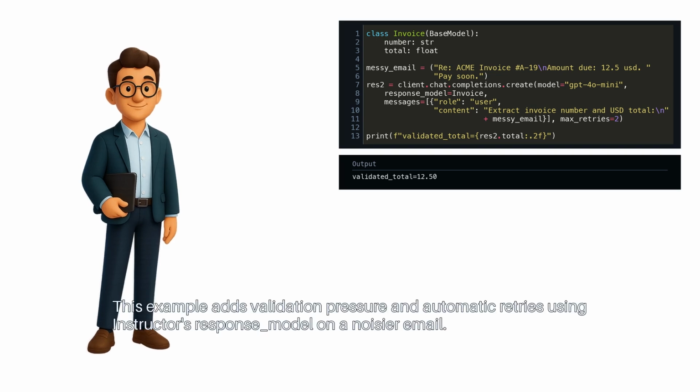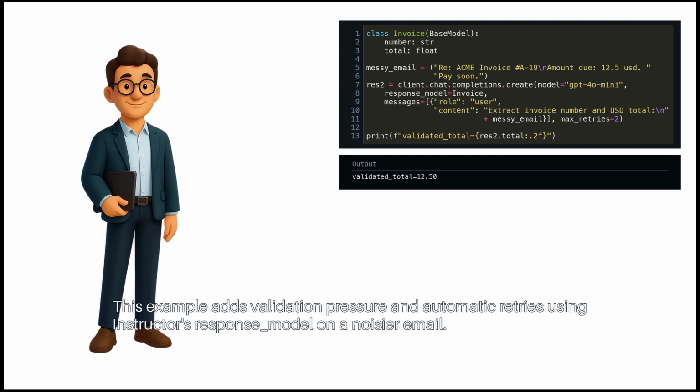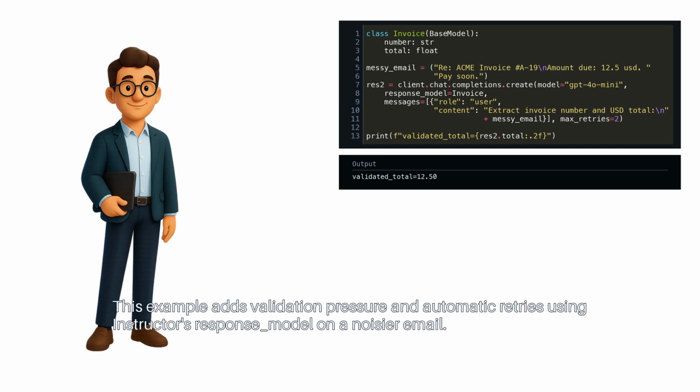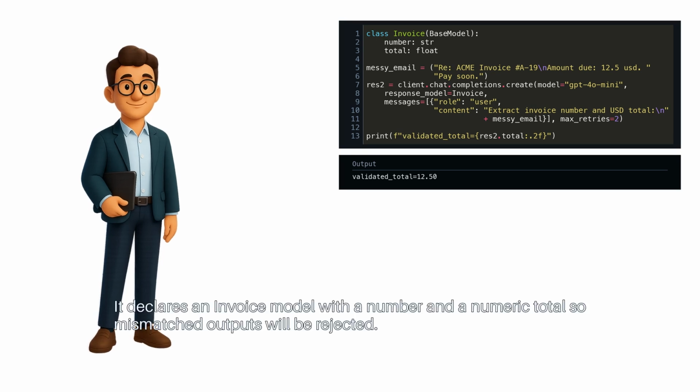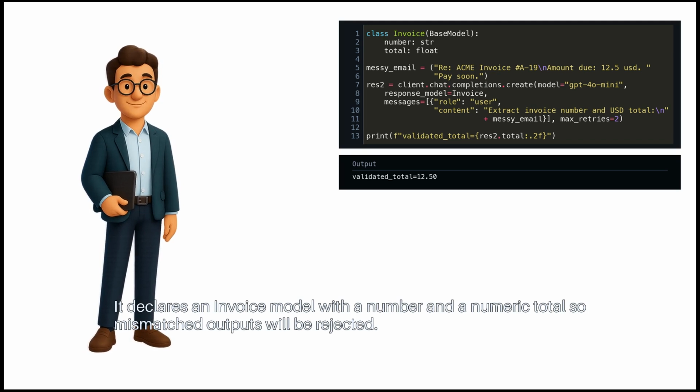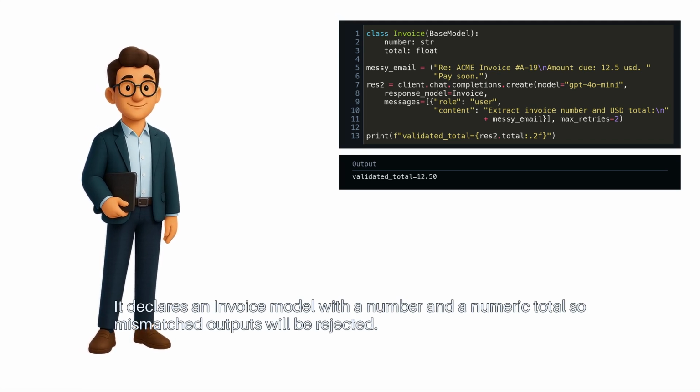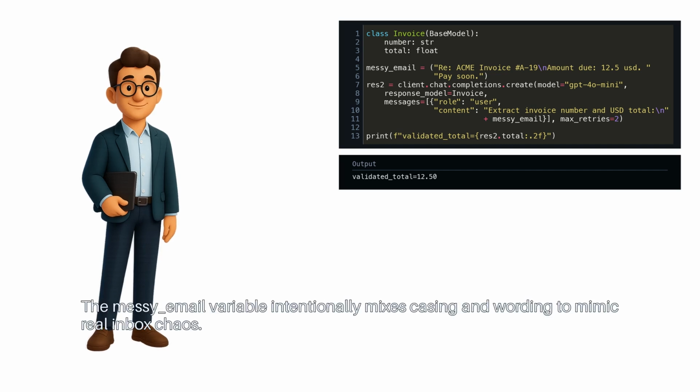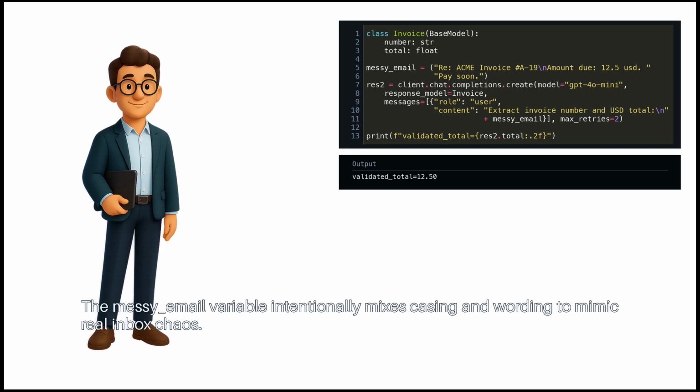This example adds validation pressure and automatic retries using Instructor's response model on a noisier email. It declares an invoice model with a number and a numeric total, so mismatched outputs will be rejected. The messy email variable intentionally mixes casing and wording to mimic real inbox chaos.